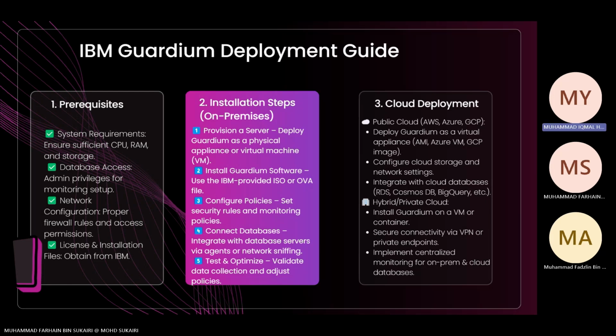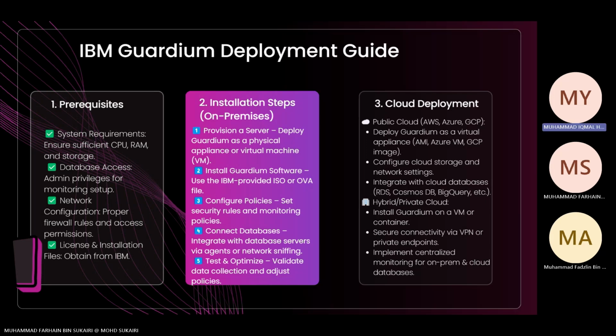For the cloud deployment, public cloud such as AWS, Azure, and GCP, it can deploy Guardian as a virtual appliance, for example, AMI, Azure VM, GCP image. Next is configure cloud storage and network setting, and integrate with cloud database, for example, RDS, Cosmos DB, BigQuery, and so on.